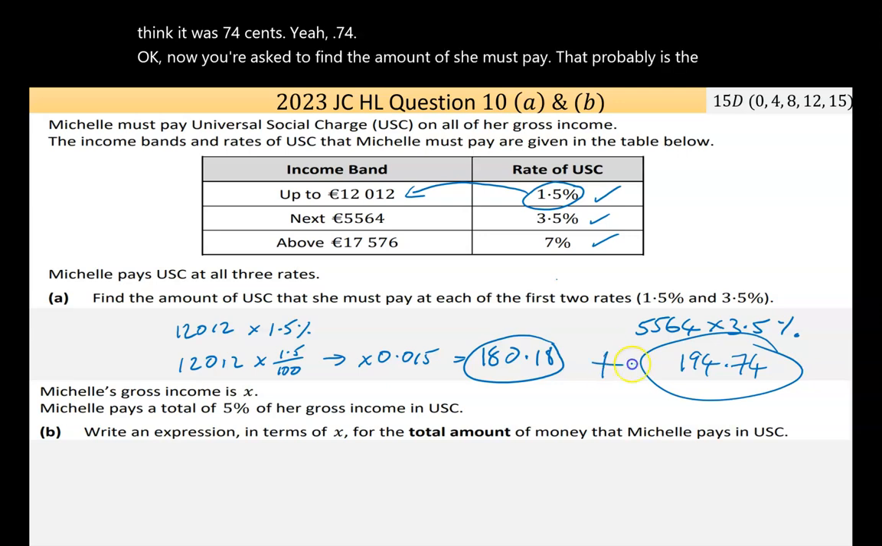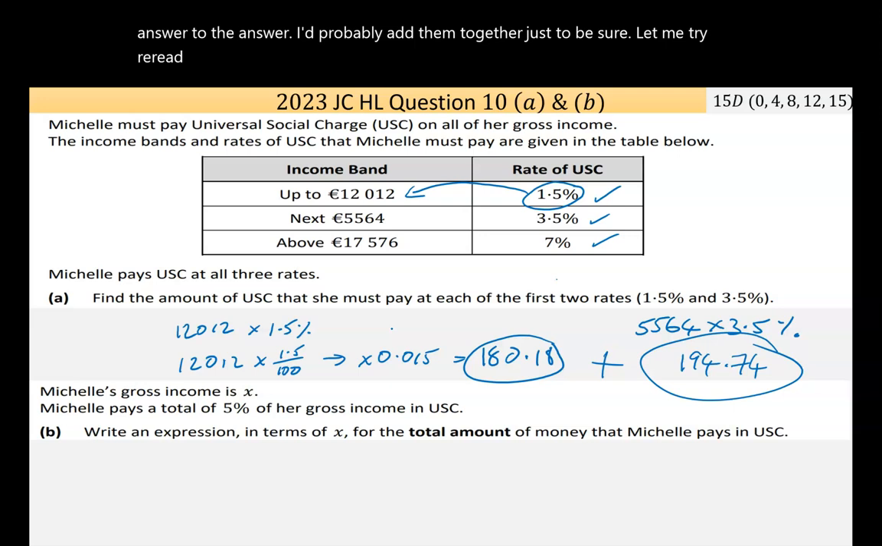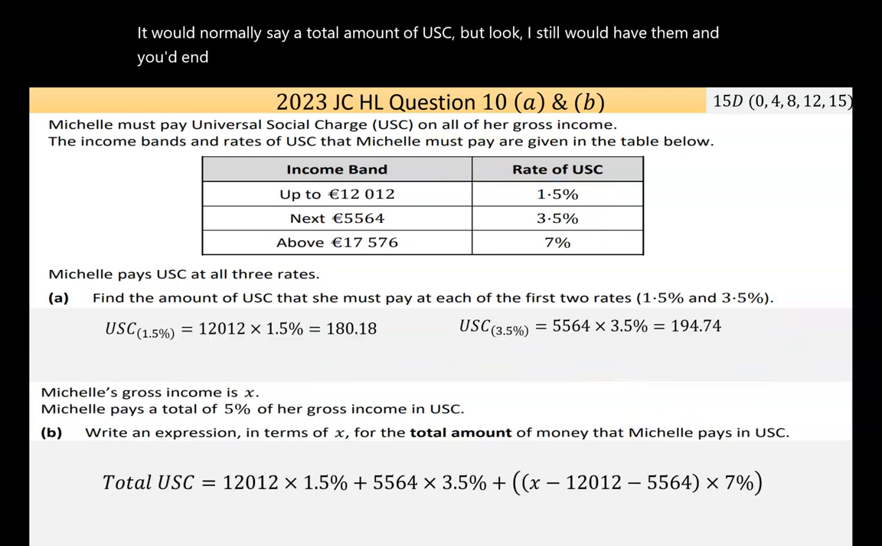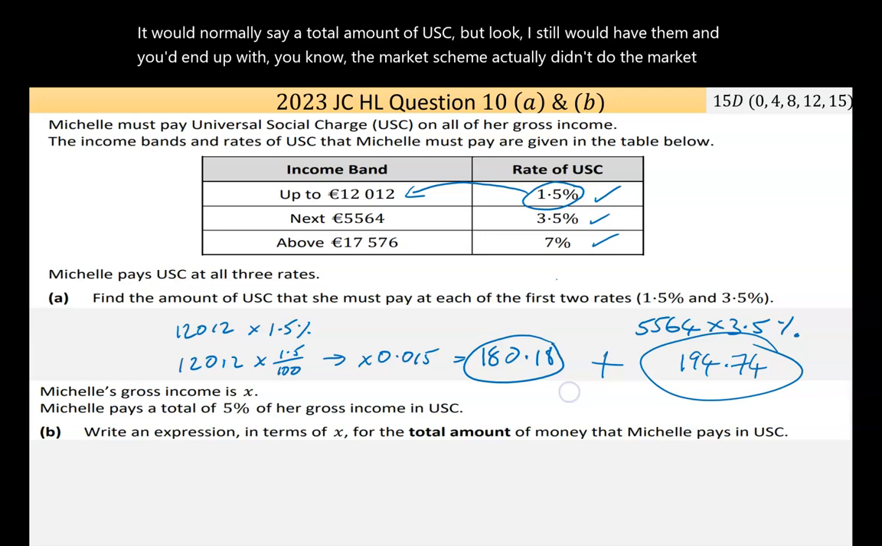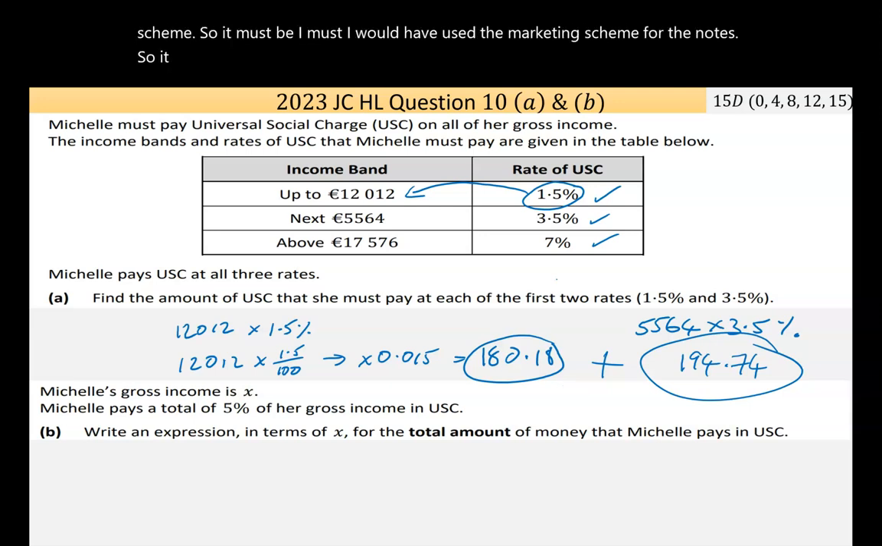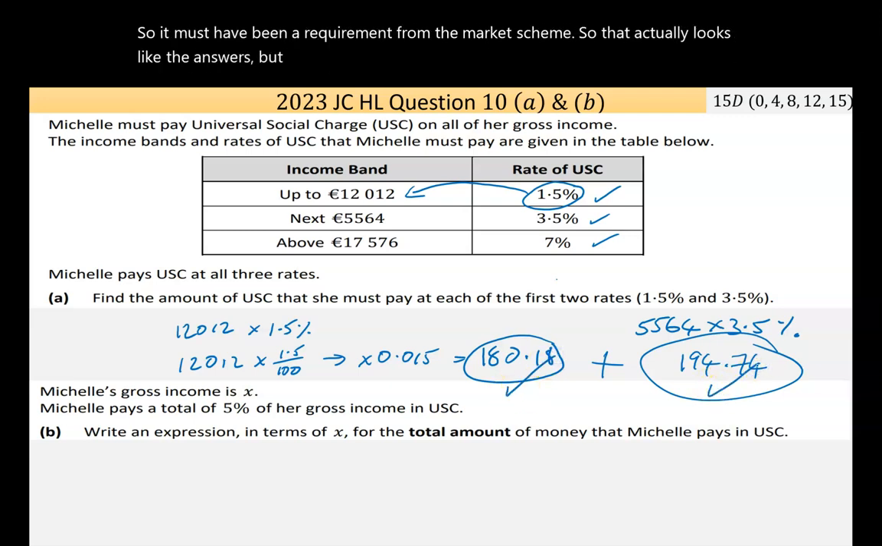To be honest, I'd probably add them together just to be sure. Let me try reread it. She must pay at each of the first two rates. It would normally say a total amount of USC, but look, I still would add them, and you'd end up with the marking scheme. Actually, I didn't do the marking scheme, so I would have used the marking scheme for the notes, so it must have been a requirement from the marking scheme. So that actually looks like the answers. But again, I would still do it in case I'm misinterpreting the way it's phrased.